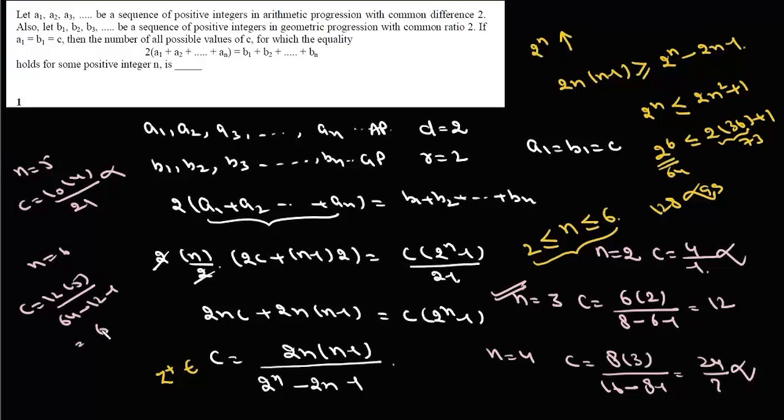So there will be 60 upon 53, which again is not an integer. So the only integral value of c is when the value of n is 3. So there is only one positive integral value possible for c. So the answer to this question is 1.